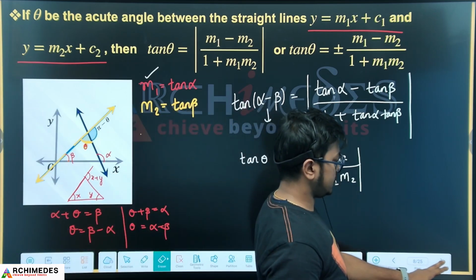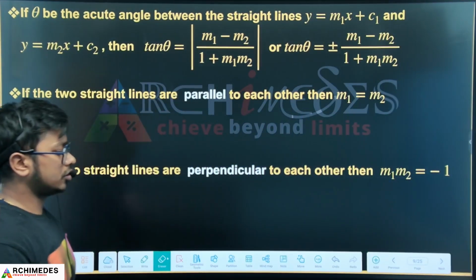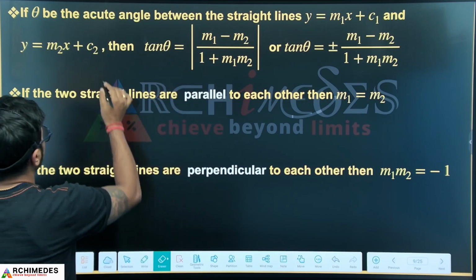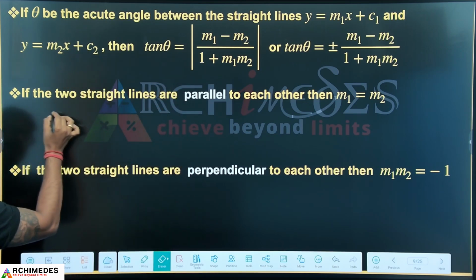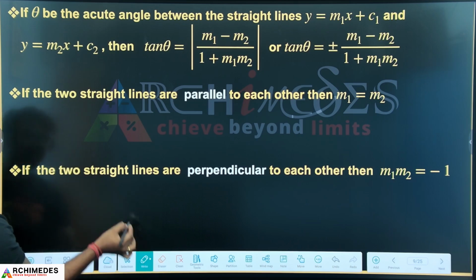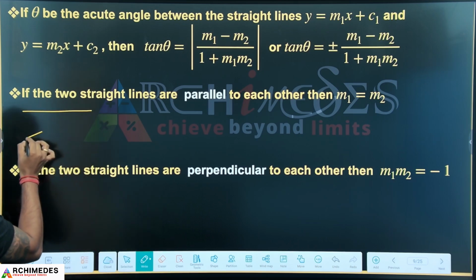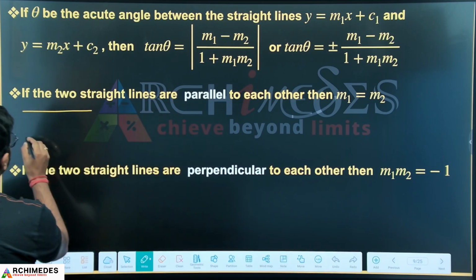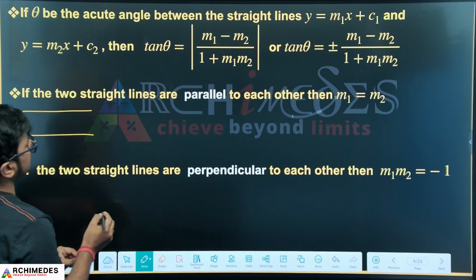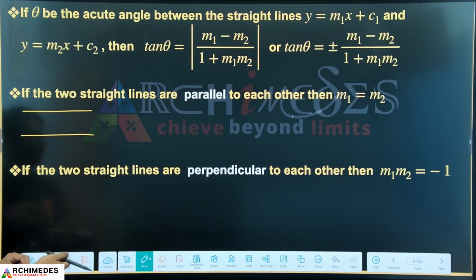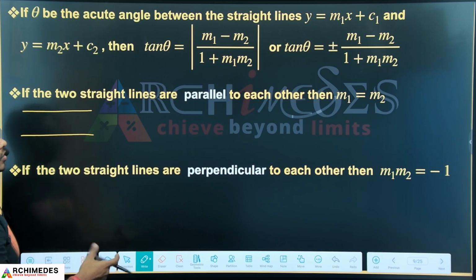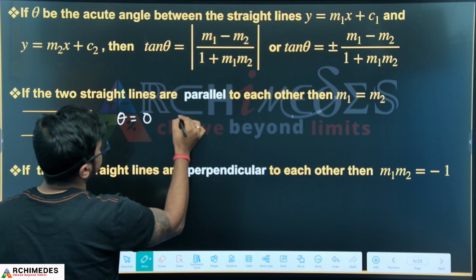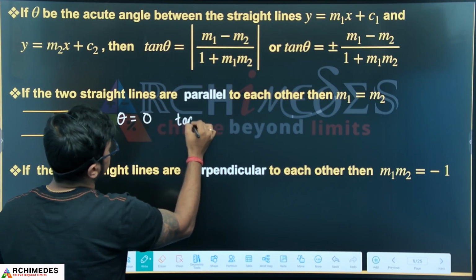Okay, look over now. Suppose the two given lines are parallel. Can anyone tell me, if these two lines are parallel, what is the angle? Definitely, if these two lines are parallel, there is no angle between them. So theta is 0. Theta is 0, so tan theta is 0.